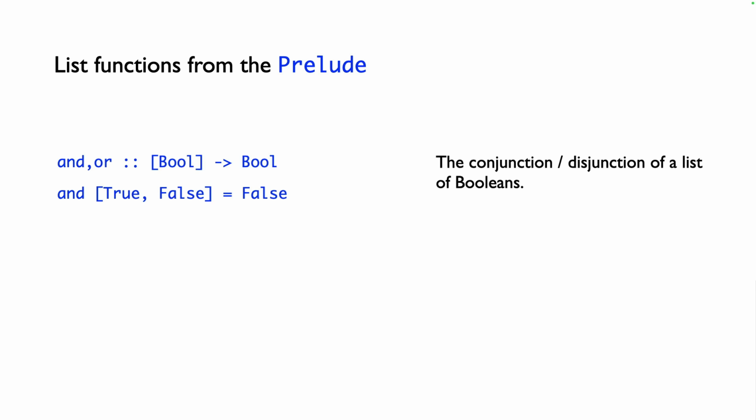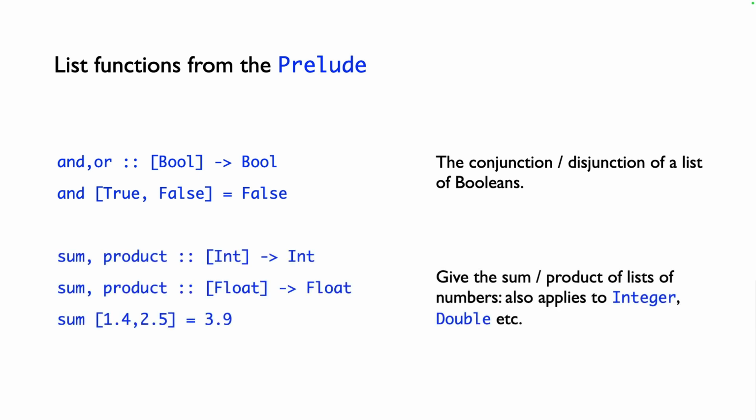And finally, we have some functions which operate over a specific type. So AND is a function that takes a list of booleans and returns their conjunction. It ANDs them all together. OR is a disjunction. It combines them all with OR. So AND of the list true false is false. OR of the list true false will be true. And similarly, we have sum and product, which give us the sum and product of numeric types. So for example, sum of the list 1.4 and 2.5 is 3.9.